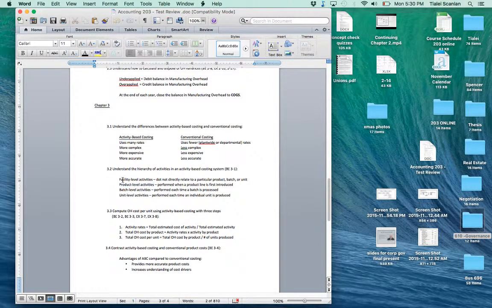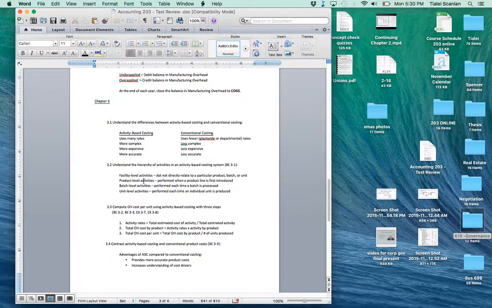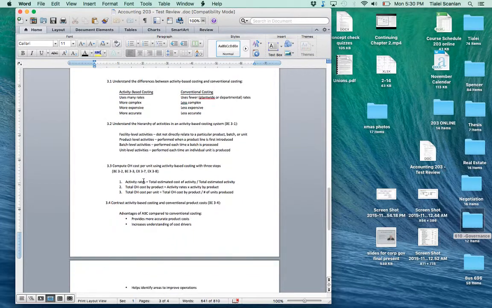And facility level activities would be like the plant manager or someone really high up that oversees all these things, including the products, the batches, and the units. So remember that a production manager or plant facility manager would be a facility level activity.